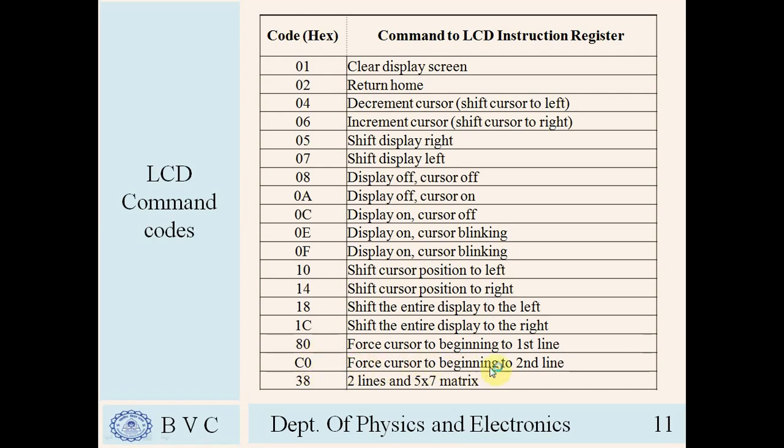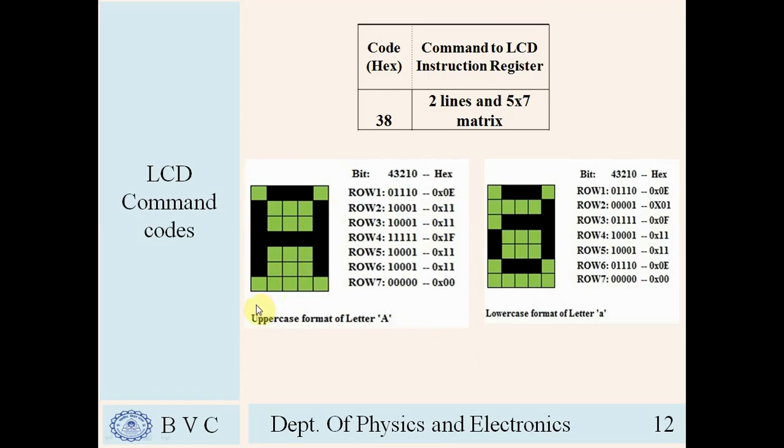Similarly, if you want to start the display of information from the second row, then the hex equivalent is C0, which forces the cursor to begin at the second line. The last hex code is 38. The meaning of this 38 is 2 lines and 5 by 7 matrix. So each character is going to be present in the form of a 5 by 7 matrix, and we are going to put the given data in 2 lines. That is the meaning of this hex code.